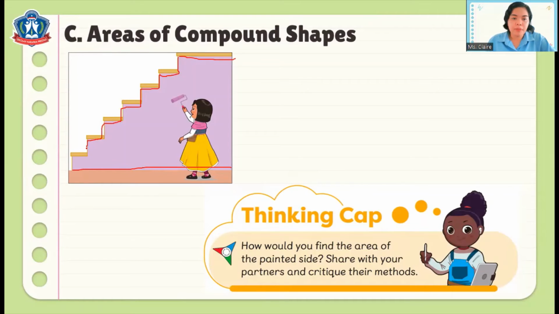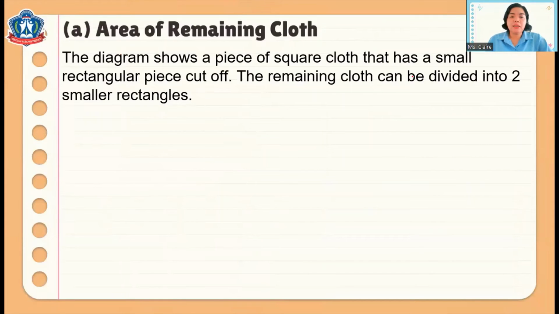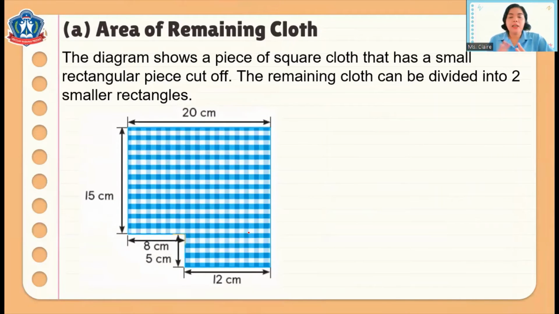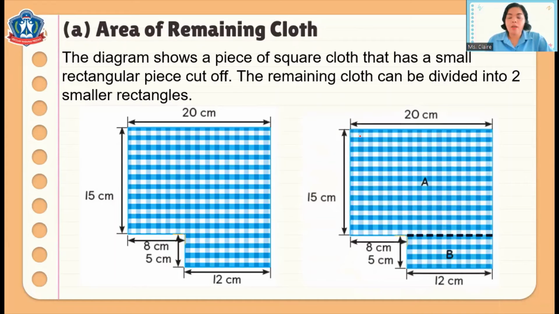Okay, take a look, P5, on how to find the area of a compound shape. The diagram shows a piece of a square cloth that has a small rectangular piece cut off. The remaining cloth can be divided into two smaller rectangles. So take a look. This is our cloth. It's just the same with the steps or the stairs from the previous slide. If we are going to cut this one, it will look like this. So we will have now two rectangles.